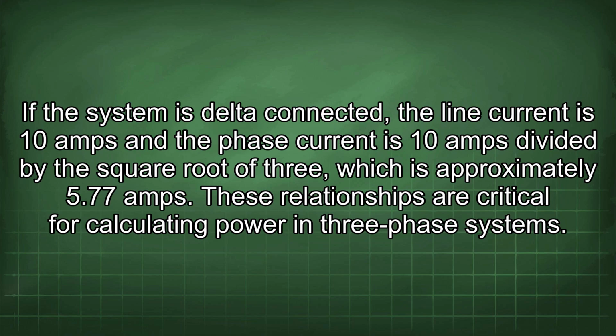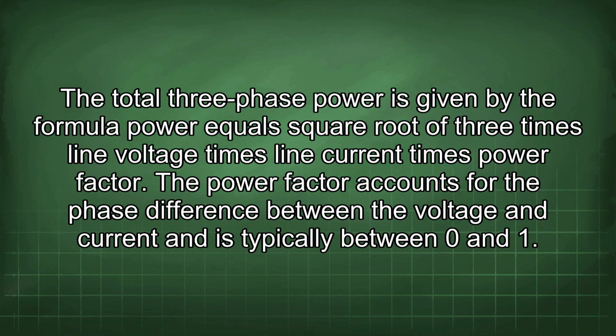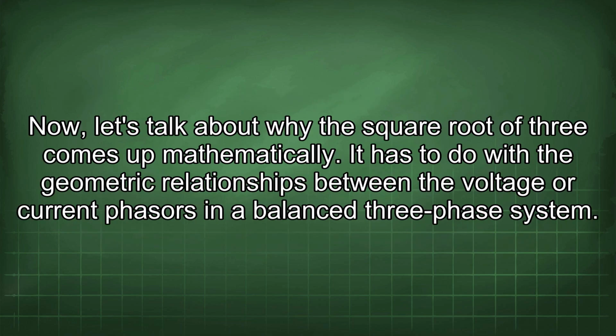These relationships are critical for calculating power in three-phase systems. The total three-phase power is given by the formula: power equals square root of 3 times line voltage times line current times power factor. The power factor accounts for the phase difference between the voltage and current and is typically between 0 and 1. Now, let's talk about why the square root of 3 comes up mathematically.